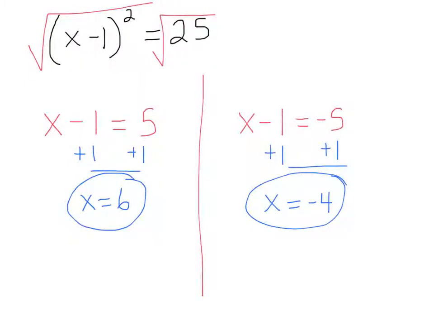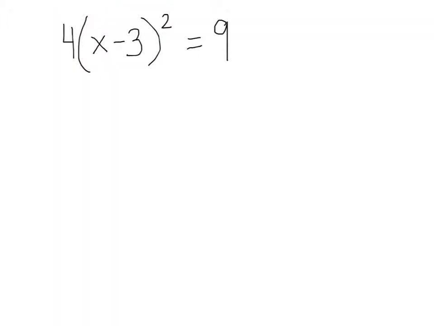And what we're saying is, if I plug 6 in for x right here, I'll get 25. And if I plug negative 4 in for x right here, I'll also get 25. That's why there's 2 solutions. Okay, so this problem's a little bit different. I've got this 4 out here that I need to get rid of before I can square root both sides. The 4 is being multiplied by the parentheses, and I cannot distribute the 4 because what's inside the parentheses is being squared. So any ideas how I could get rid of it?